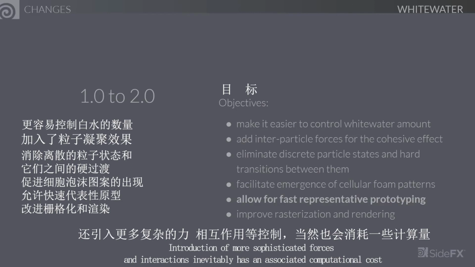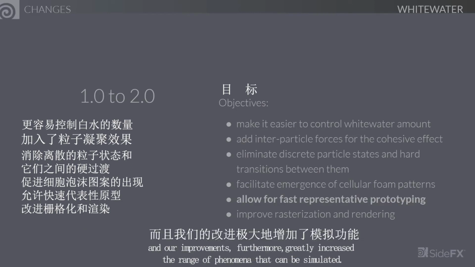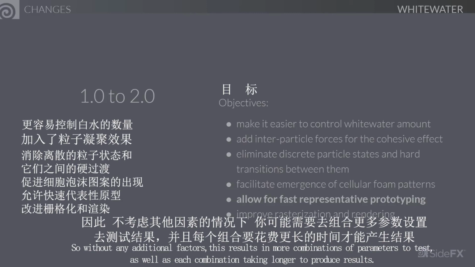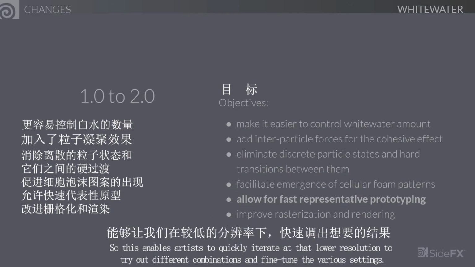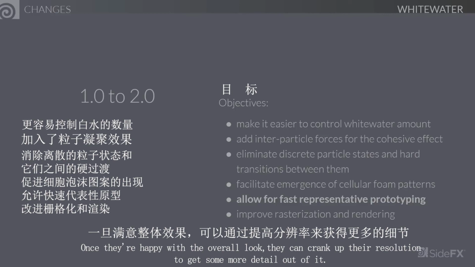Introduction of more sophisticated forces and interactions inevitably has an associated computational cost, and our improvements furthermore greatly increase the range of phenomena that can be simulated. So without any additional factors, this results in more combinations of parameters to test, as well as each combination taking longer to produce results. So to alleviate this issue, we've introduced the notion of whitewater scale that controls simulation resolution. So this enables artists to quickly iterate at the lower resolution to try out different combinations and fine-tune the various settings. And then once they're happy with the overall look, they can crank up the resolution to get some more detail out of it.